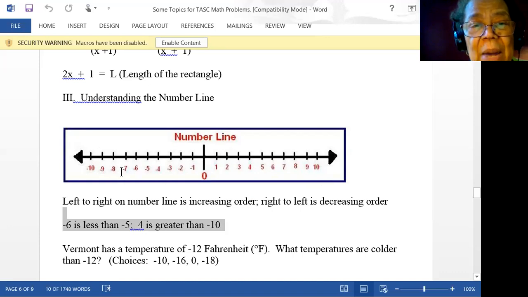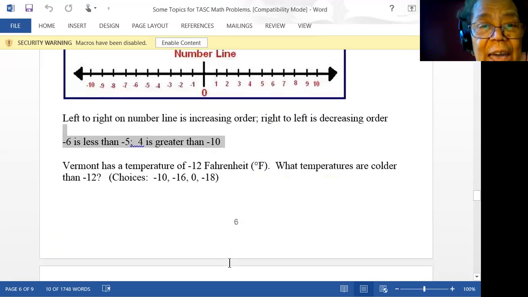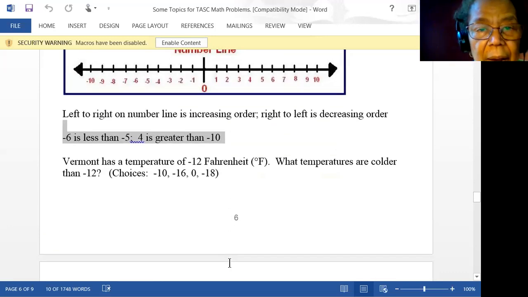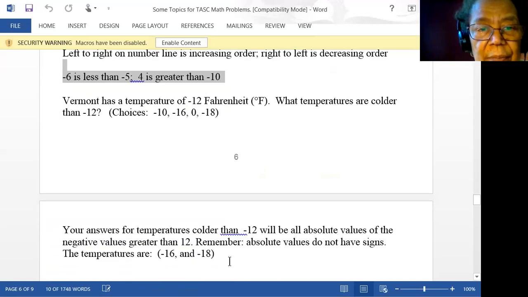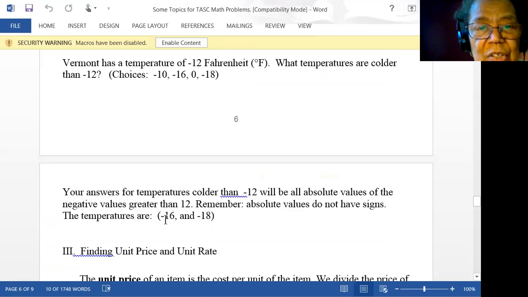Now, we had Vermont has a temperature of minus 12 degrees Fahrenheit. Now, what temperatures are colder? The temperatures, and I gave you choices here, minus 10, minus 16, 0, minus 18. Now, the colder temperatures would be the ones with absolute values greater than the 12. And what are those? 16 and 18. Minus 16 is colder than minus 12. Minus 18 is colder than minus 12.